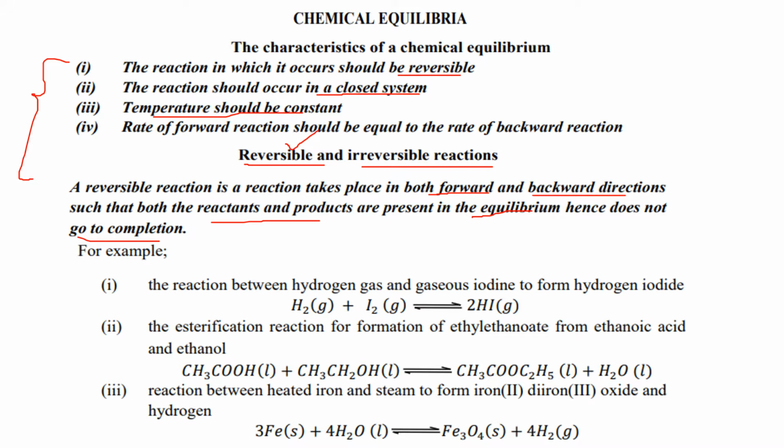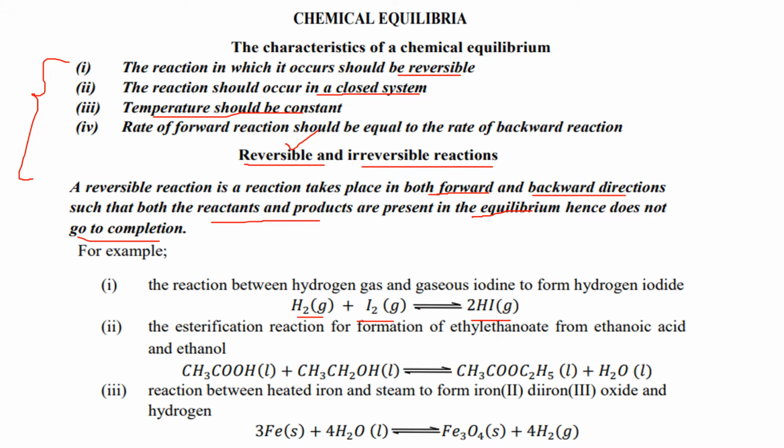So for example, Roman number 1, you have the reaction between hydrogen gas and gaseous iodine to form hydrogen iodide. So this is a reversible reaction. Gaseous hydrogen is reacting with gaseous iodine and they are forming gaseous hydrogen iodide.